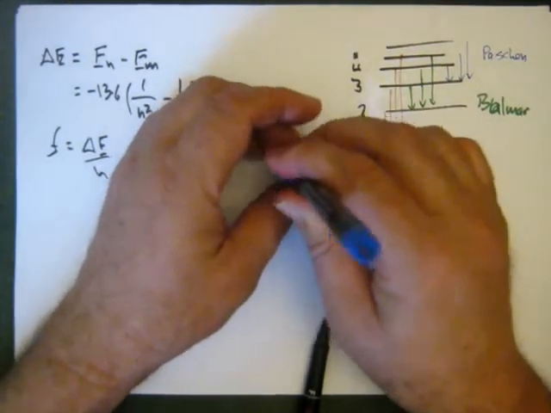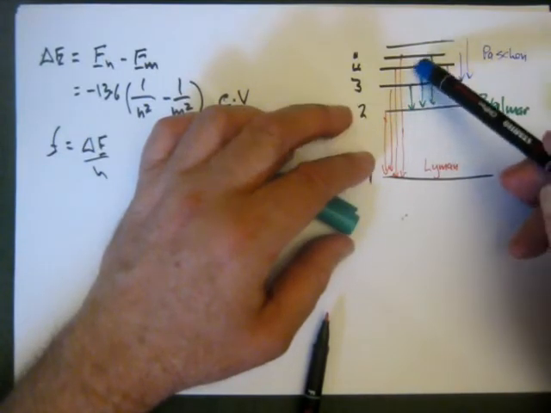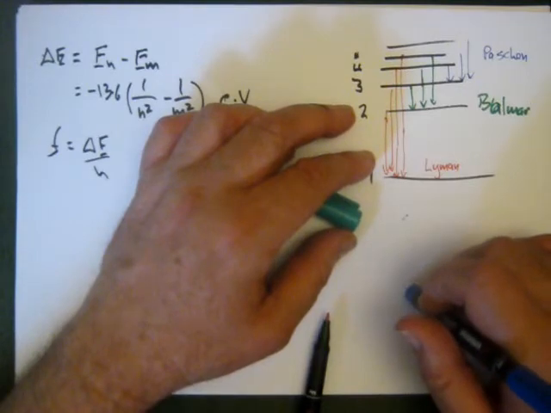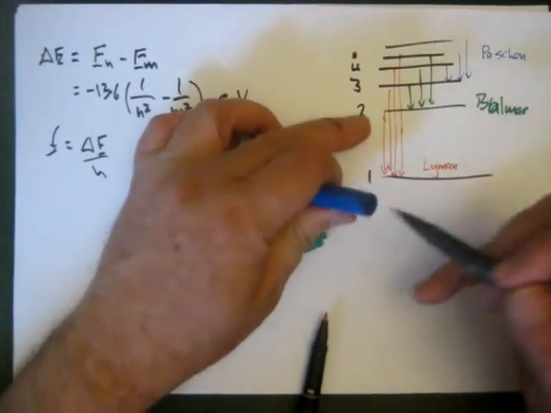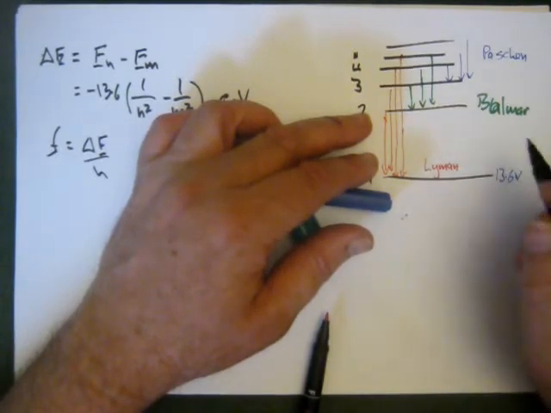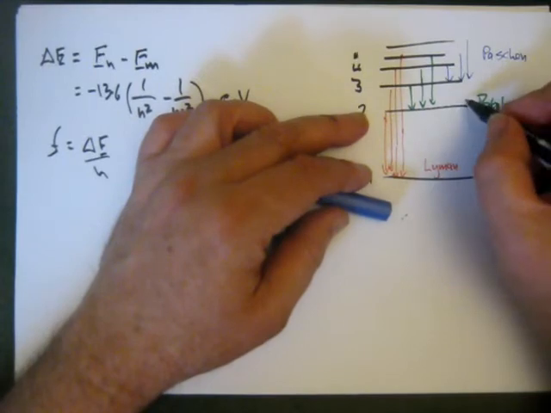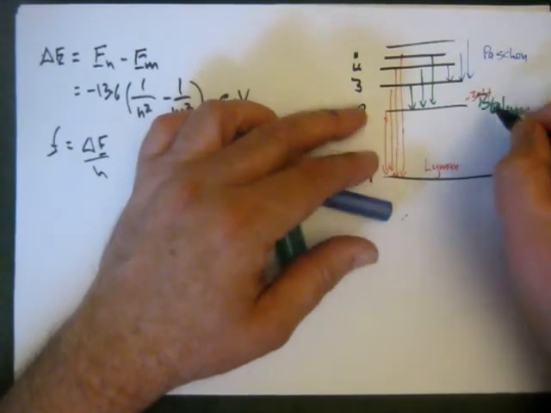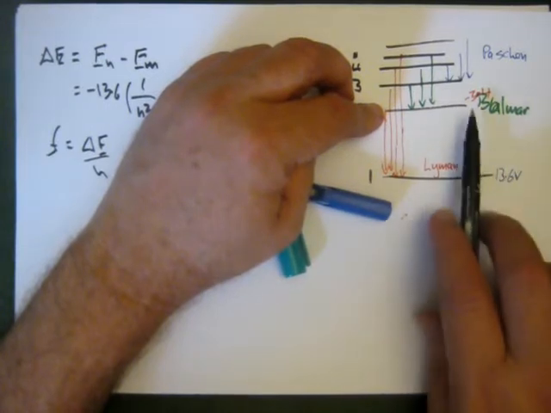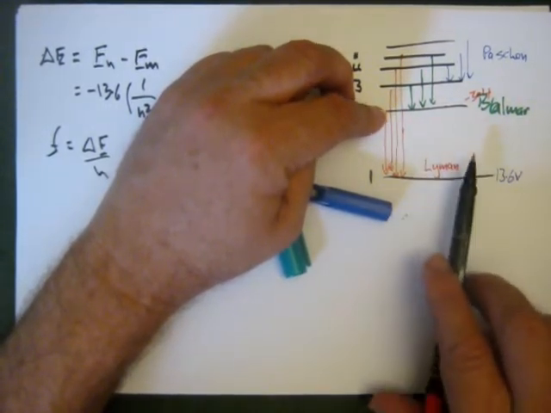And if an electron jumps from here to here, it gives off visible light. Isn't that cool? Because these represent 13.6 electron volts, negative 3.4, let's put these in. So this is negative 3.4 electron volts. So if an electron jumps from here to here, it's going to give off 13.6 minus 3.4, about 10 electron volts.